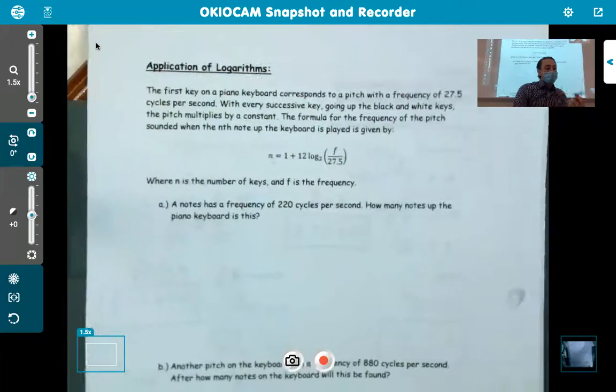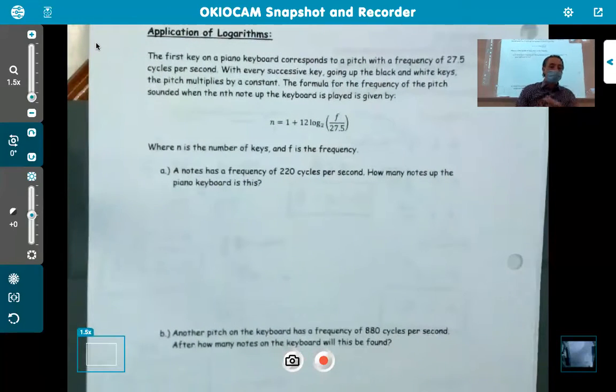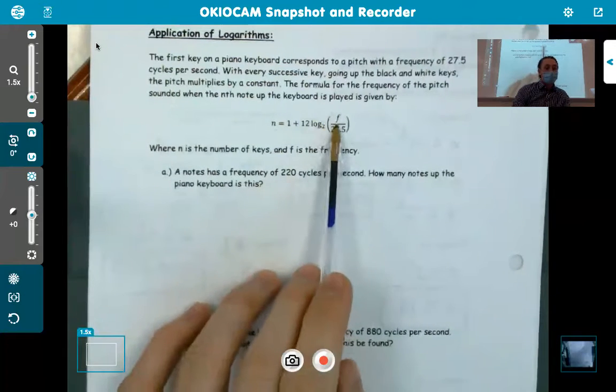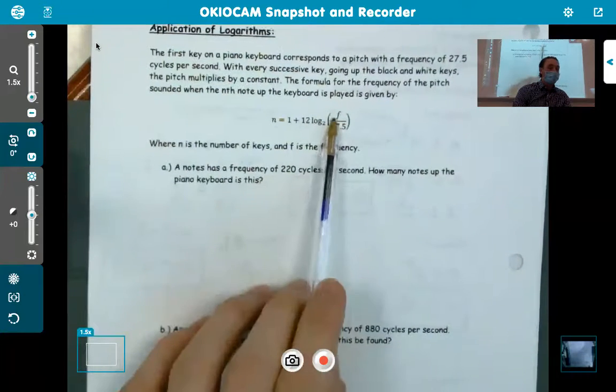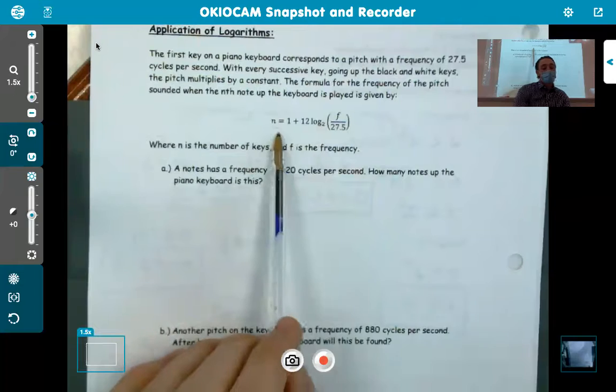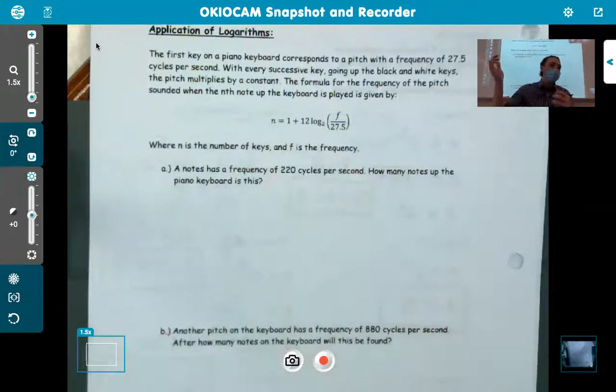So the first question that we are given, and they're going to be relatively similar between parts A and B, says a note has a frequency of 220 cycles per second. So it gives us the frequency, it gives us f. We're going to take 220 and plug it in for f, and they're going to help us solve for n. So how many notes up on this piano are we?